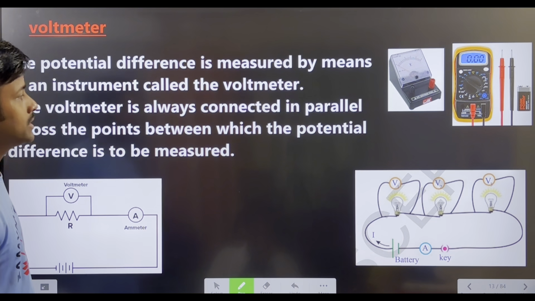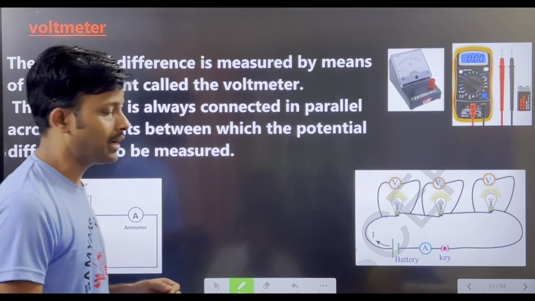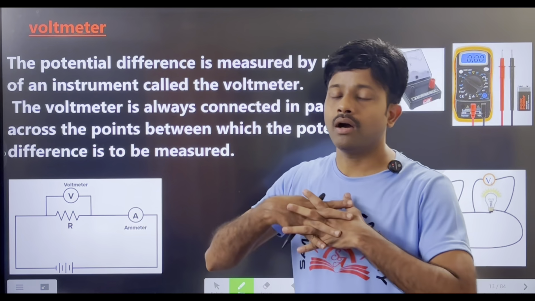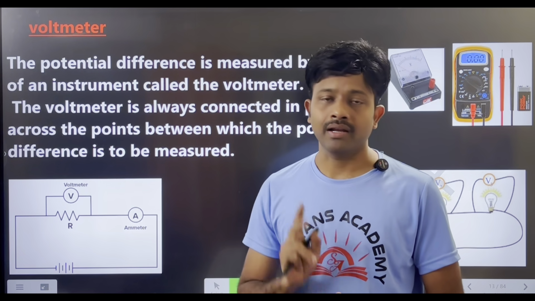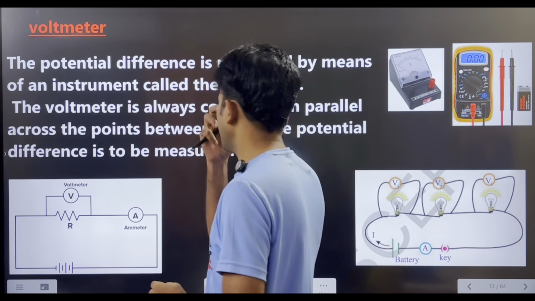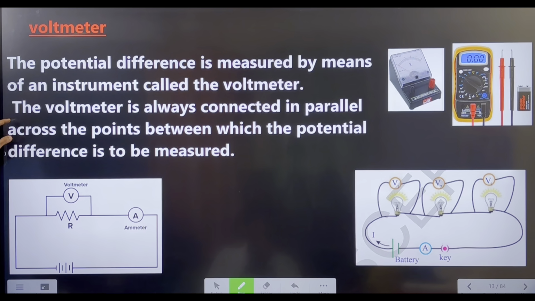Now to measure the potential difference, we have the voltmeter, and this instrument we call the voltmeter. Always remember this: voltmeter you have to connect in parallel in the connection, ammeter you have to connect in series in the connection. Potential difference is measured by means of an instrument called the voltmeter. The voltmeter is always connected in parallel across the points between which the potential difference is to be measured.